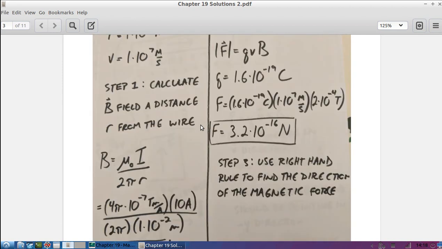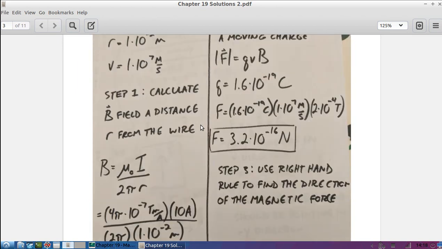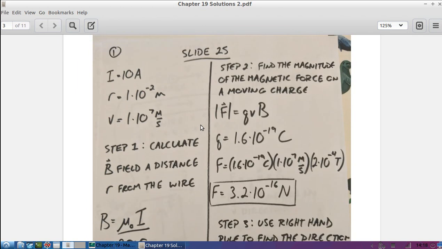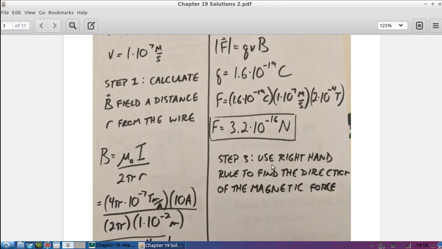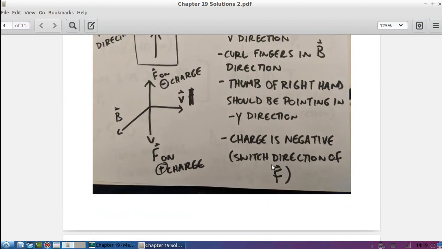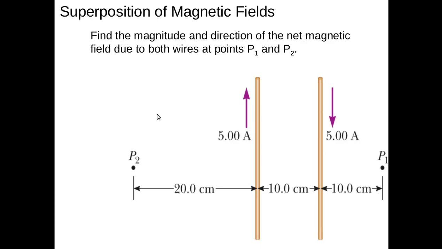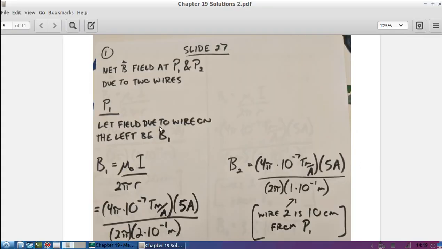So this is an example. I must have accidentally deleted the slide, so I will come back and try and find that example and walk through that. So we are actually on slide 25. This is our solution to this problem right here.